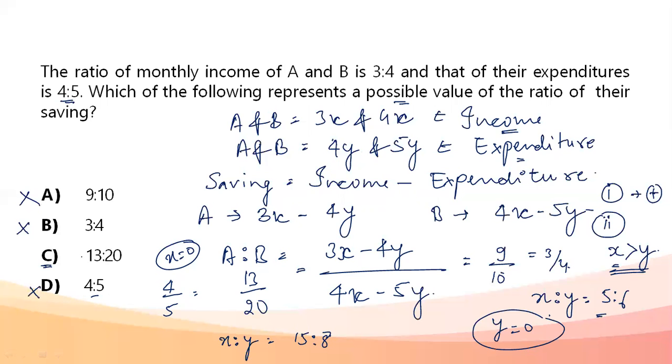I got my condition satisfied with respect to option C when the ratio is 13 is to 20. In that case, my x also becomes greater than y. That is, my income is greater than expenditure. Also, my saving is positive. Both the conditions are satisfied. My answer is option C.